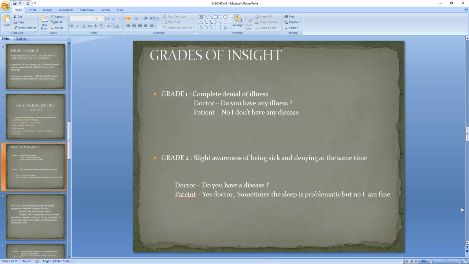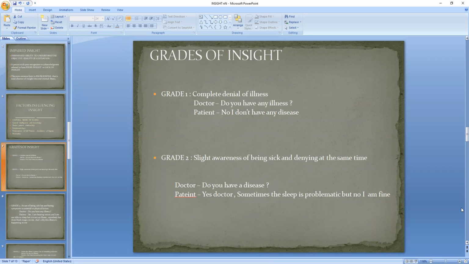So I would like to call Dr. Ria to illustrate the grading. Do you have any disease or are you experiencing any symptoms? This is grade 1. There is complete denial of illness. Do you have any disease or are you experiencing any symptoms? Sometimes I feel low. So this is grade 2, where she is accepting and denying at the same time.